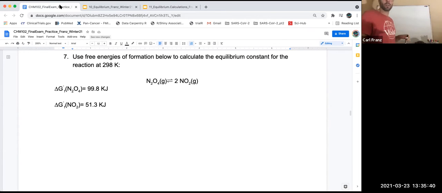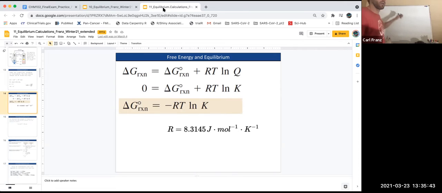And then let's write down that equation. So delta G of the reaction equals negative RT natural log of K. And the R is 8.3145 joules per mole K. Okay. Got that.